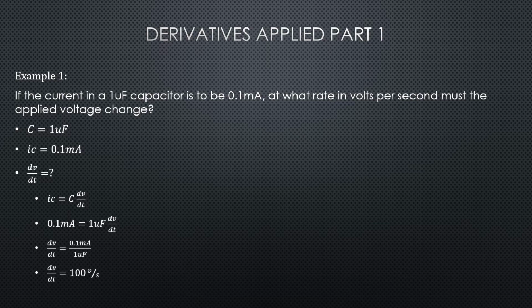And then we can put in our givens. We've got 0.1 milliamps is equal to 1 microfarad times dV/dt. Solve for dV/dt, and we get 100 volts per second. Now, there really wasn't any calculus in that question. It was all algebra.